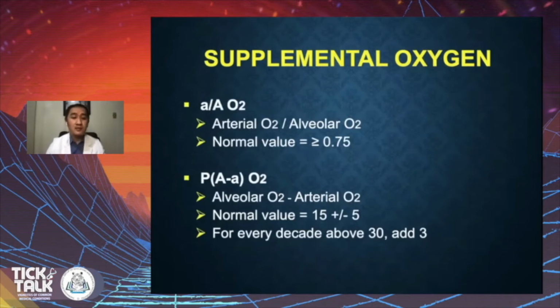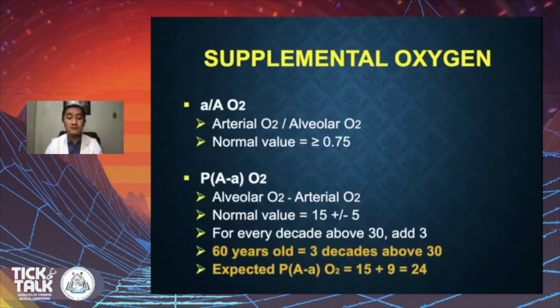Another parameter is the arterial alveolar O2 ratio, and the expected normal value is more than 0.75. And the alveolar arterial gradient, the normal value is 15 plus or minus 5. So for every decade above 30, you have to add 3. So for example, if our patient is 60 years old, that's 3 decades above 30. So the expected alveolar arterial gradient for this patient is equivalent to 15 plus 9, which is 24.